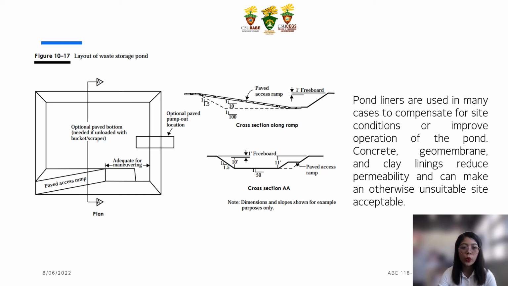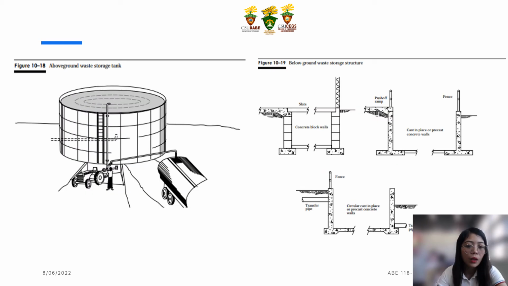The attached figures represent various kinds of storage ponds and tanks, and the layouts for waste storage ponds. We have the cross section along the ramp, and the cross section of AA. Liquid manure can be stored above the ground, like in this figure, or below the ground. Figure 10-18 shows above the ground and 10-19 shows below the ground tanks.